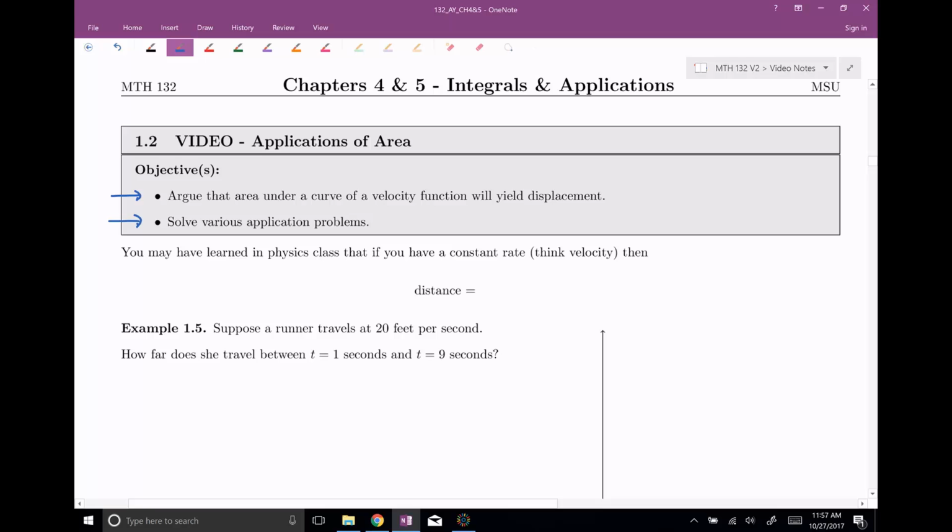So again, you may have learned from your physics class or your favorite math class from before that distance is equal to rate times time. So something like this, and this works when you have a constant rate. So again, constant rate, think velocity when I say rate, but it can be other things as well. All right, so let's go ahead and solve this example right here.